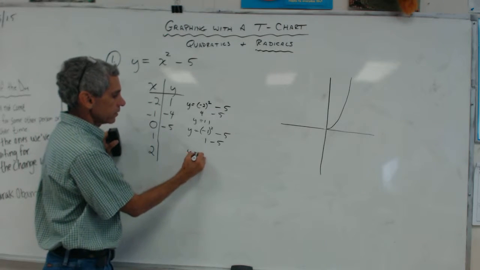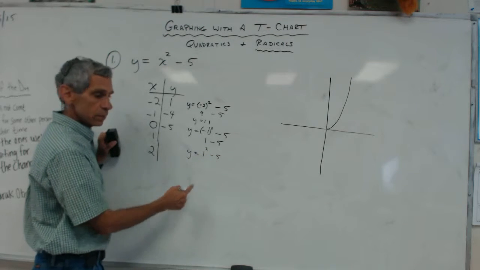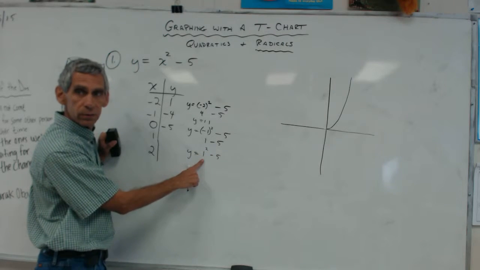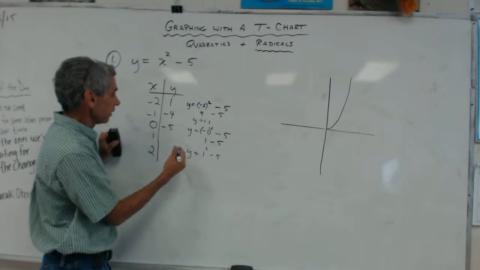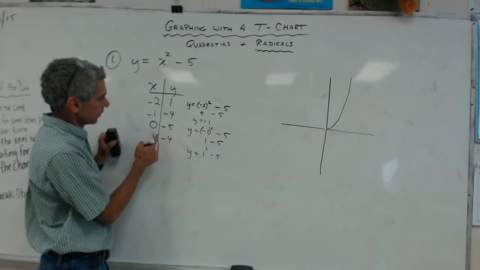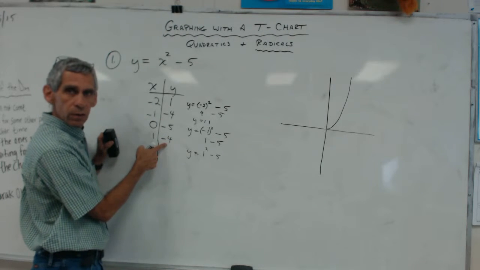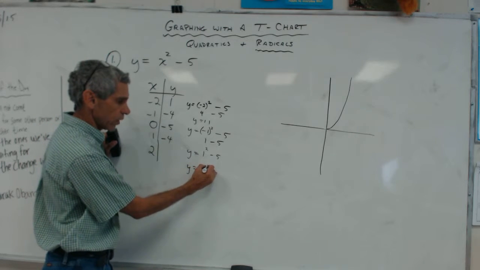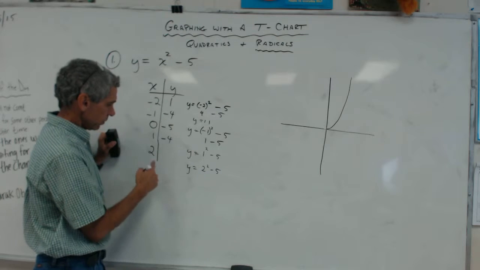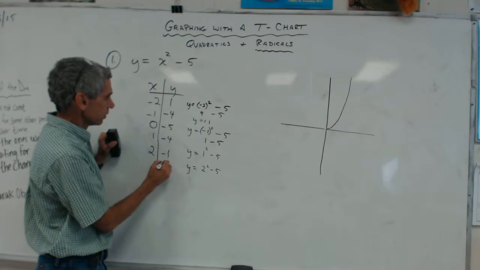y is equal to 1 squared minus 5. 1 squared is 1, and 1 minus 5 is negative 4. Look at that, that's interesting. Negative 4 all over again. Let's try this. y is equal to 2 squared minus 5. 2 squared is 4, and 4 minus 5 is negative 1.